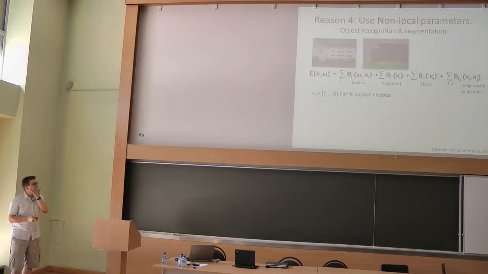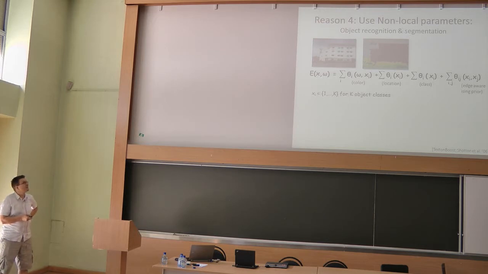And this was also used for an object recognition segmentation system. That was TextonBoost that we had a while back, where you have, let's say, k different objects. It could be tree and grass and building and sky. Now you want to fully automatically segment that.